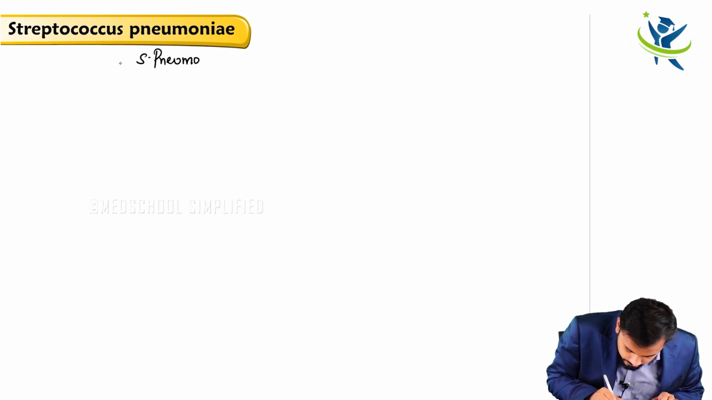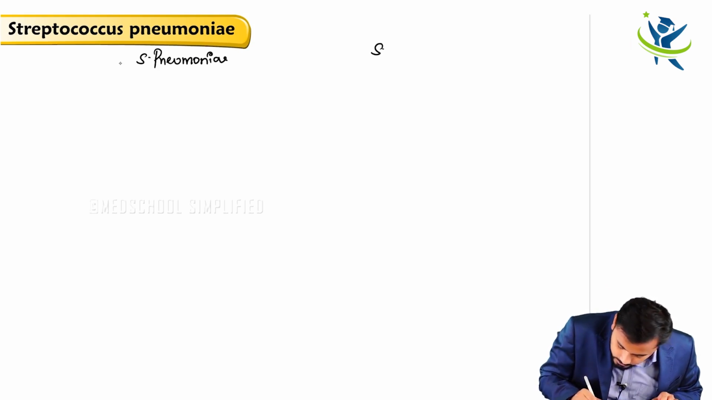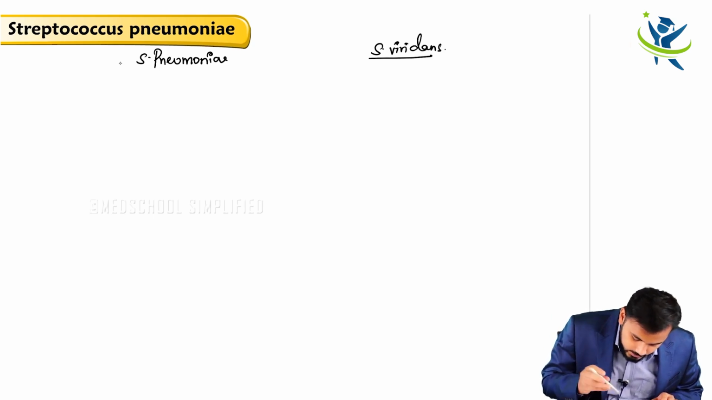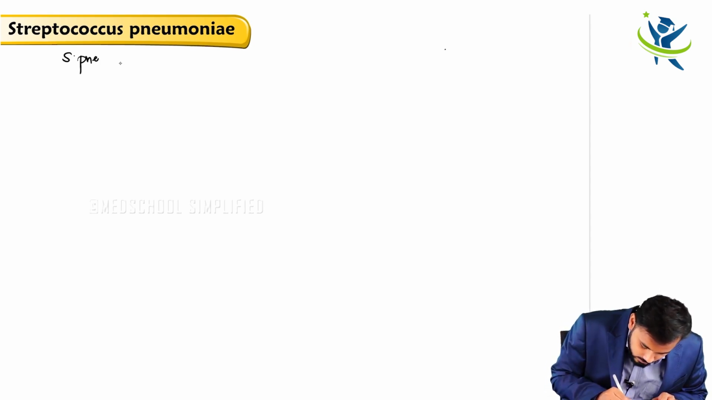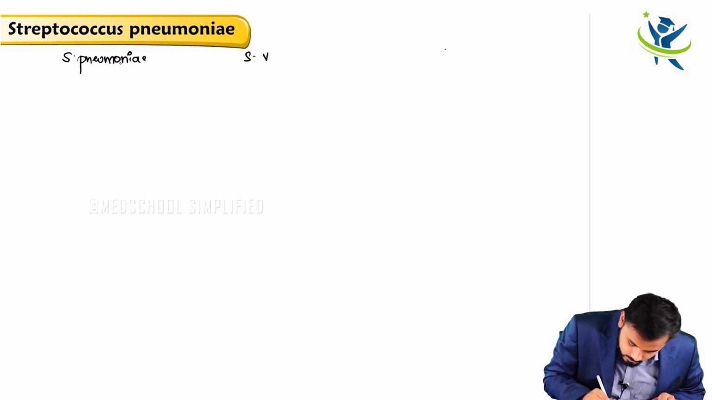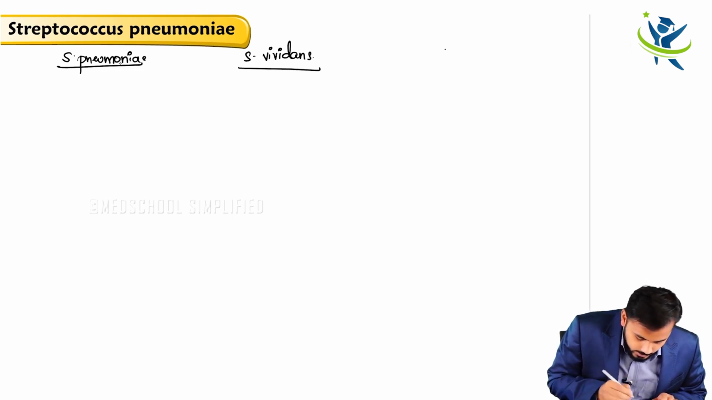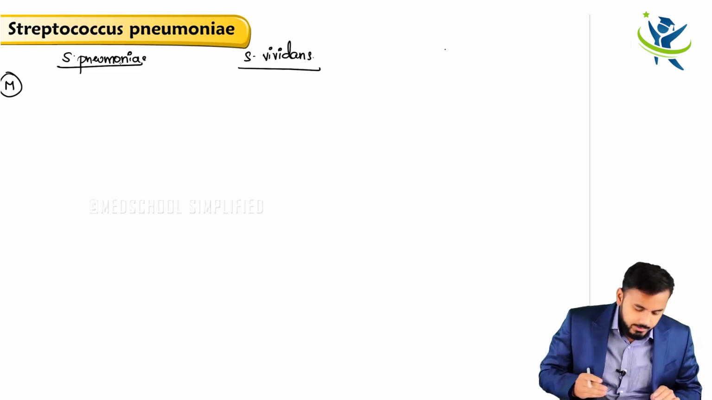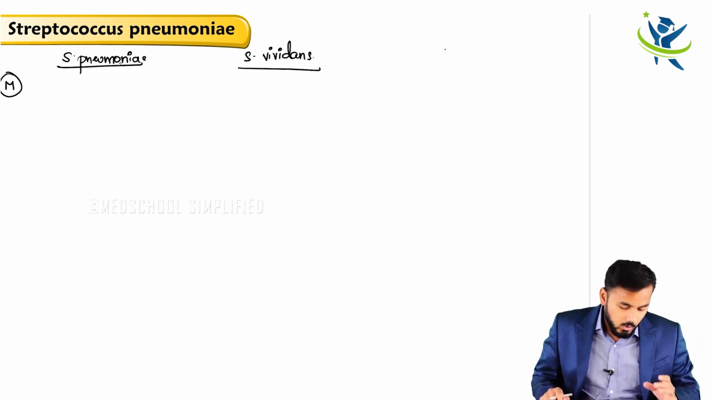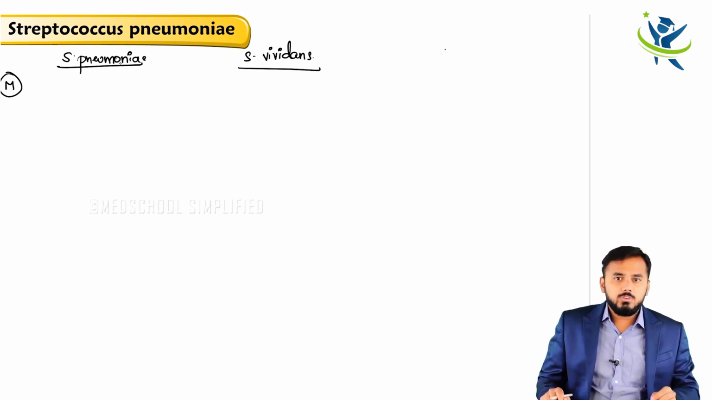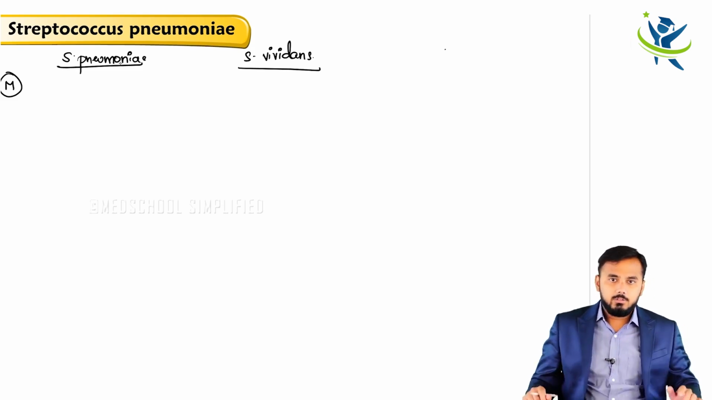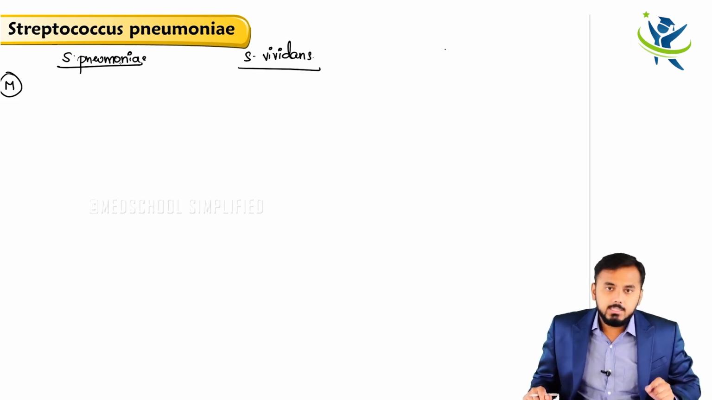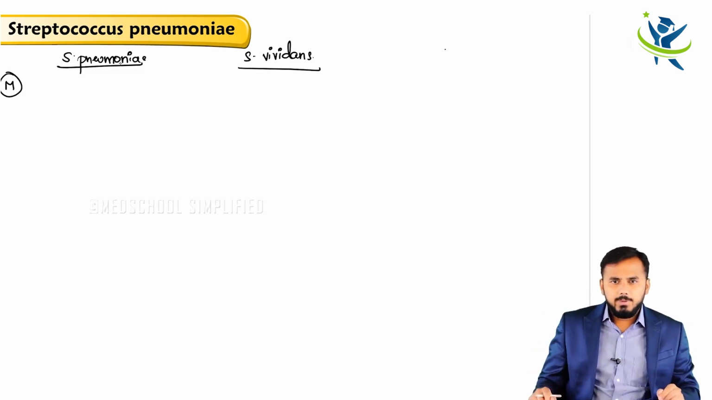So let me write this here. Streptococcus pneumoniae. I hope you're writing it down. Streptococcus viridans, or viridans streptococci. When you come to M, what does M stand for? M stands for morphology. When you come to the morphology, Streptococcus pneumoniae is which shape? It is bullet shaped or lancet shaped, right? Whereas Streptococcus viridans is a chain of cocci, simply a chain of cocci.